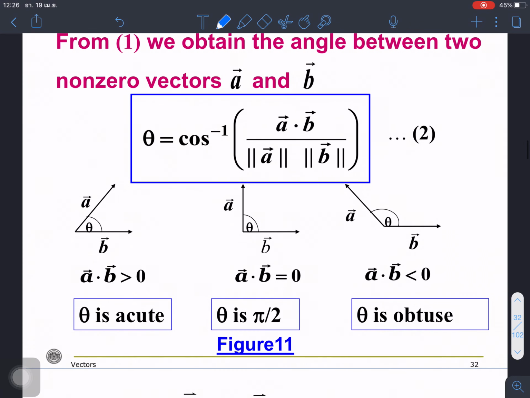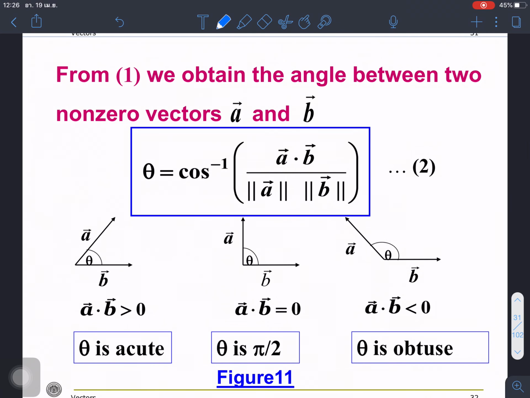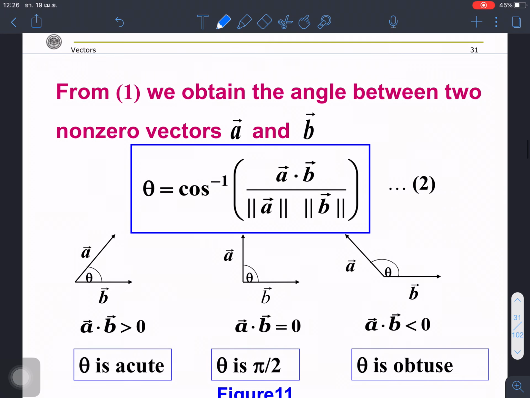So you will have three different cases for the angle between two vectors. Case one, when theta is acute; another case, when theta is pi over 2, or 90 degrees, a right angle; and another case, when theta is obtuse. And how do we compute theta?